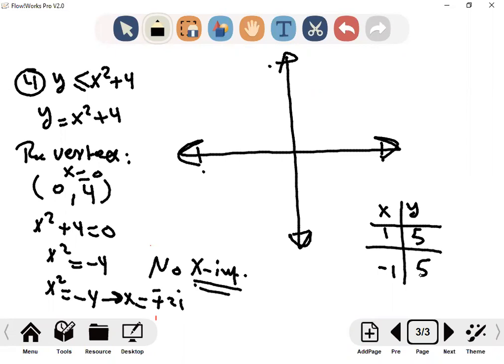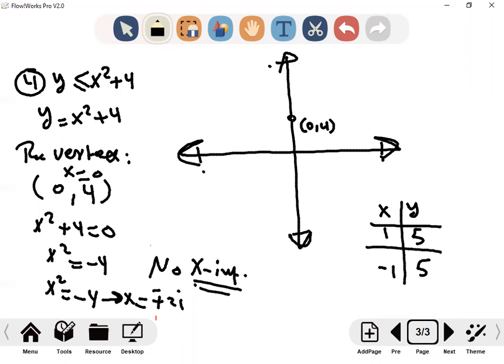Where is the vertex? It is (0, 4). This is (0, 4). From here, up, right? So the whole parabola will be over the x-axis. That's why there are no x-intercepts. Okay? But what else?